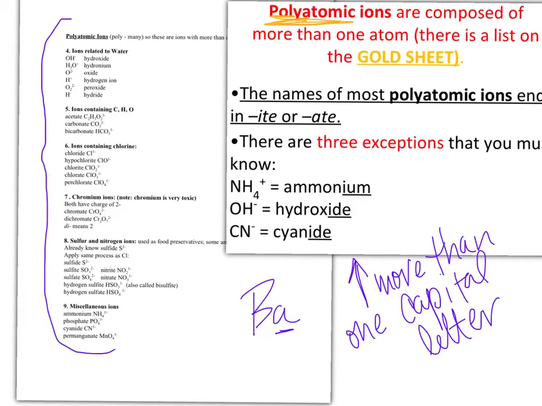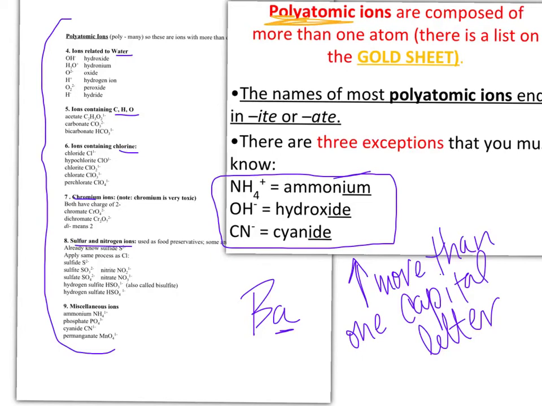So related to water, containing C, H, and O, containing chlorine, chromium ions, not the same as before, sulfur and nitrogen ions, and then miscellaneous. Usually these will end in ite or ate, but there are 3 exceptions that you'll always be able to identify, or should just know: NH4 plus is the ammonium ion, OH is the hydroxide ion, and CN is cyanide.